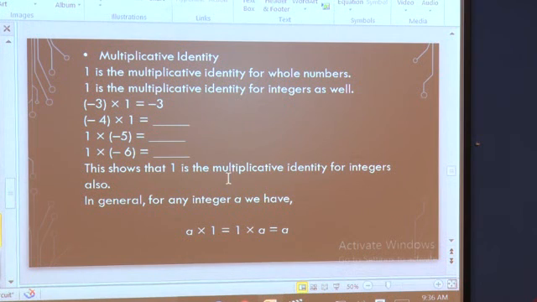This shows that 1 is a multiplicative identity for integers also, because as you know, for whole numbers this is applicable for integers also. In general we can remember that A into 1, where A can be a whole number or an integer, is always equal to 1 into A. This is because in multiplication we can change the places and the product will remain the same, that is our integer.